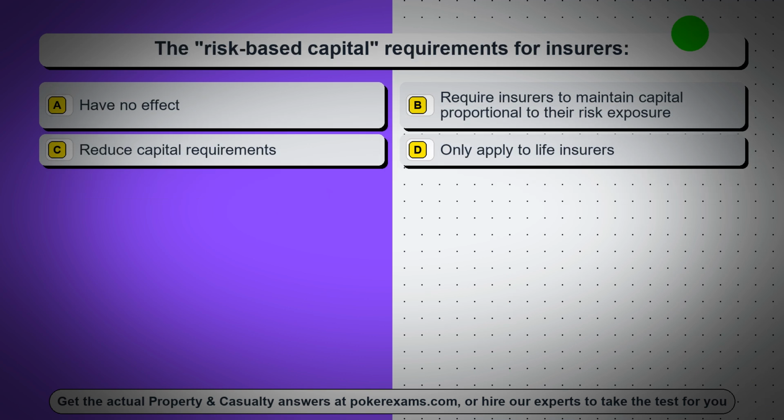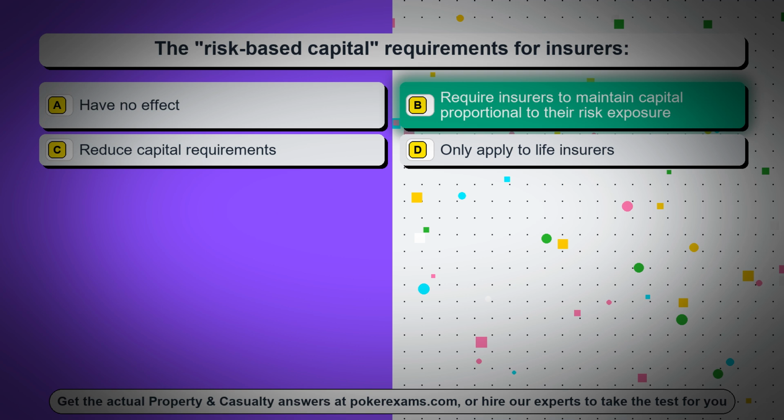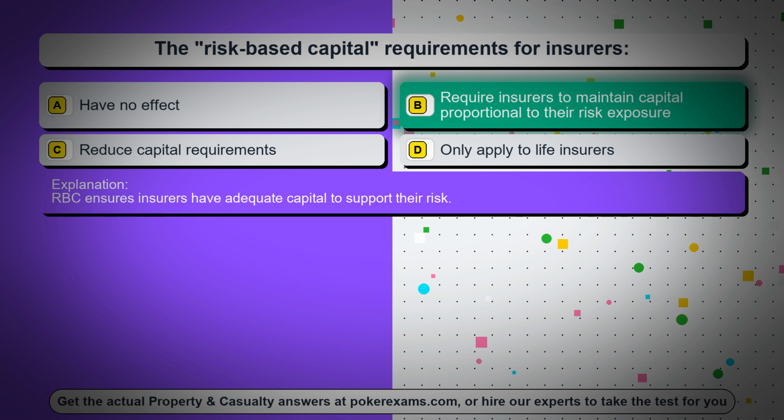Question 95. The risk-based capital requirements for insurers, option A, have no effect. Option B, require insurers to maintain capital proportional to their risk exposure. Option C, reduce capital requirements. Option D, only apply to life insurers. The correct answer is option B, require insurers to maintain capital proportional to their risk exposure. RBC ensures insurers have adequate capital to support their risk.